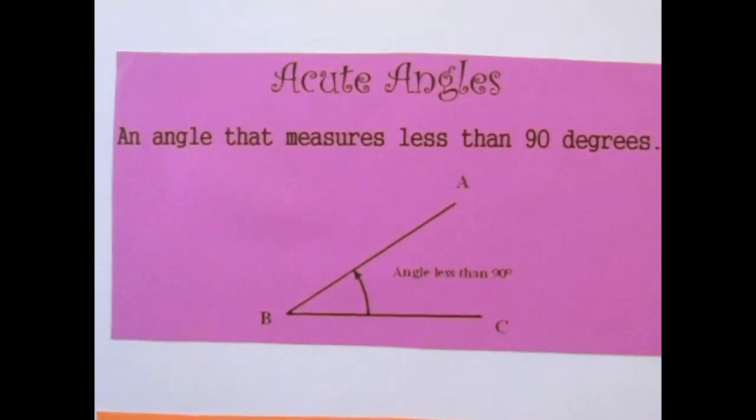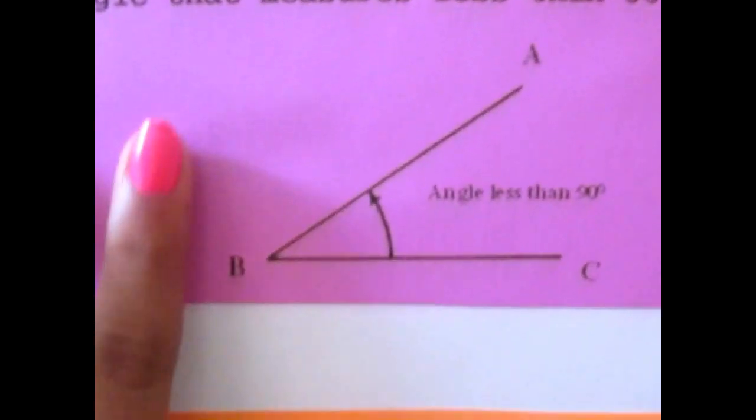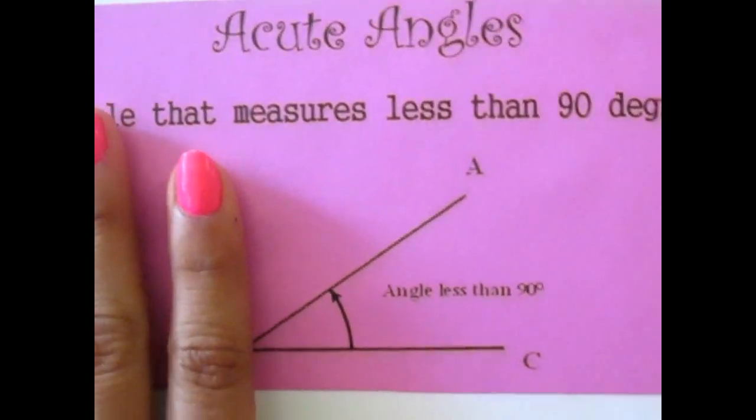Acute angles. An angle that measures less than 90 degrees. This would be an acute angle because if it were over here, it would be a 90-degree angle, but it's less than 90 degrees.